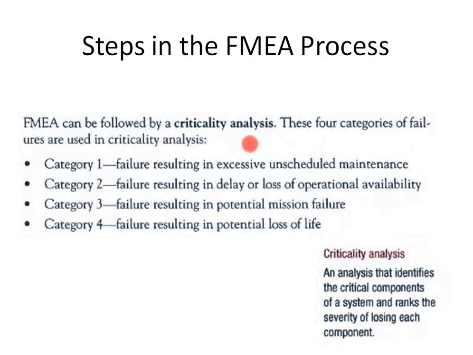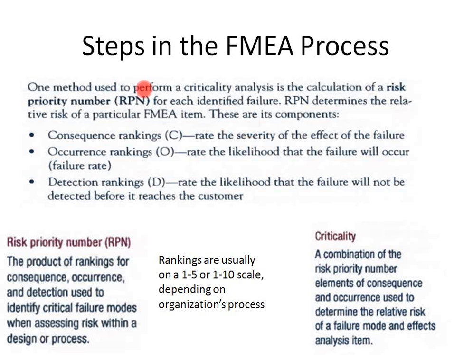Category 2, failure resulting in delay or loss of operational availability. So now we have a car and we're losing something, engine, transmission, something like that. It's going to take a week for us to be back operational. Category 3, failure resulting in potential mission failure, us being able to achieve our objectives. Well, there's your Bay Bridge, and category 4, you can have potential loss of life. Between the 3 and the 4, those are really the highest categories that we're usually most concerned about.